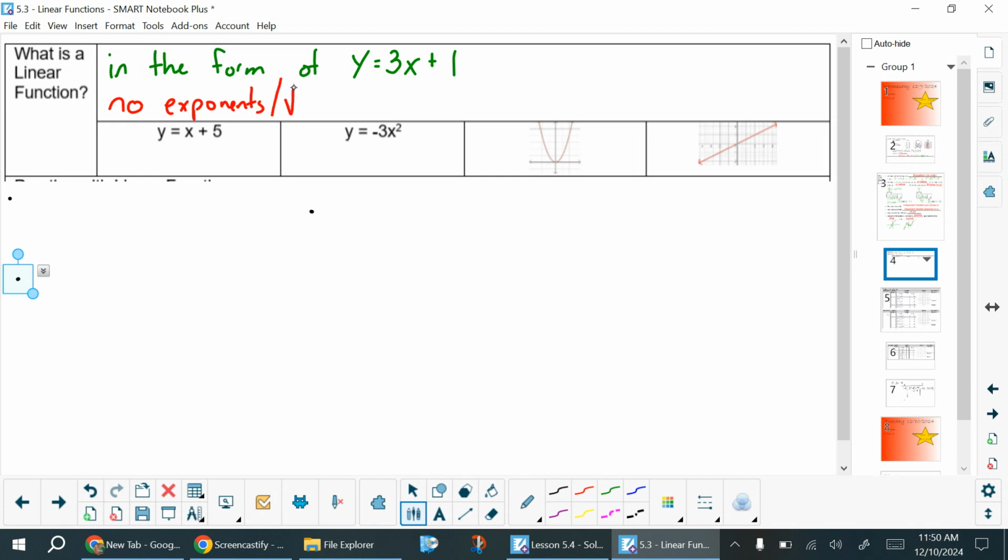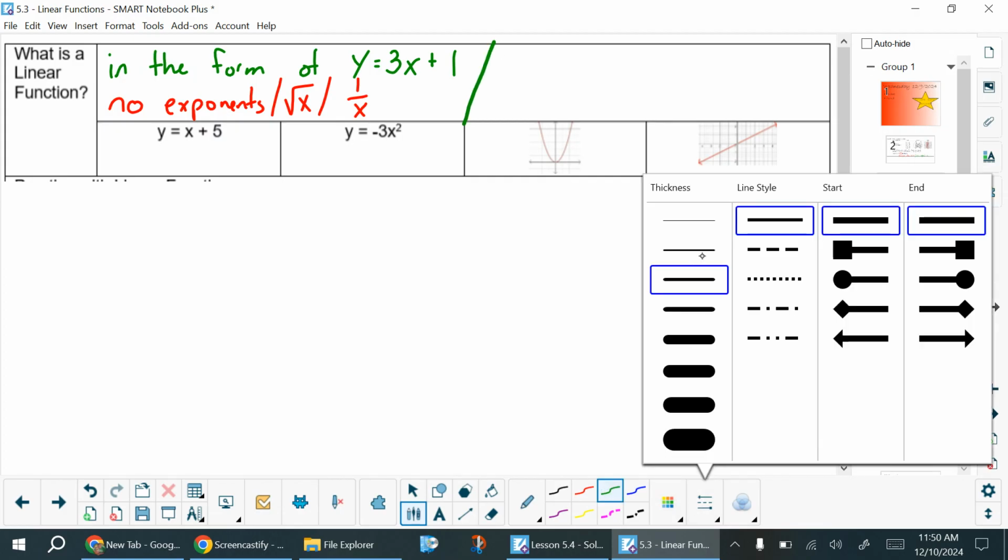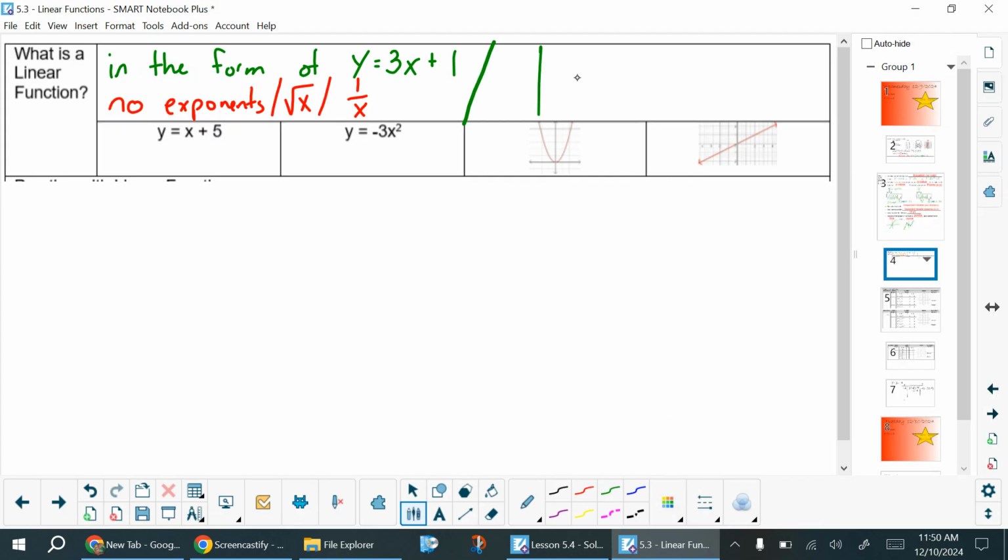It can't have any square roots. It can't have any dividing by x's. None of those things are allowed. Right? Just an x by itself, and then multiplied or divided by a number, added or subtracted by a number is okay. As far as a graph goes, you can kind of see here, the root word of linear is line. Its graph is going to be a straight line. So anything that looks like a straight line is going to be linear.